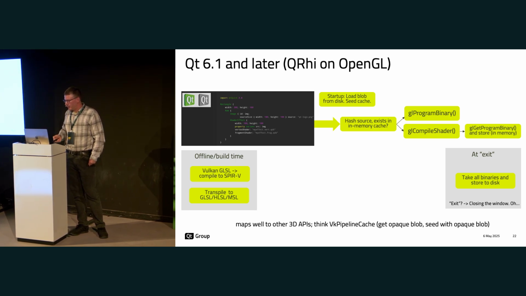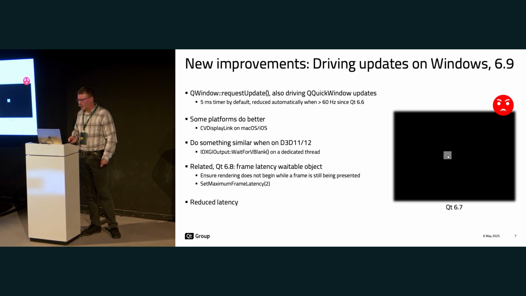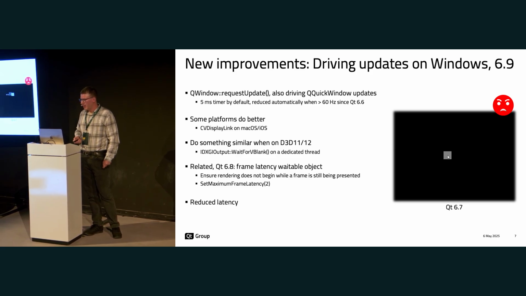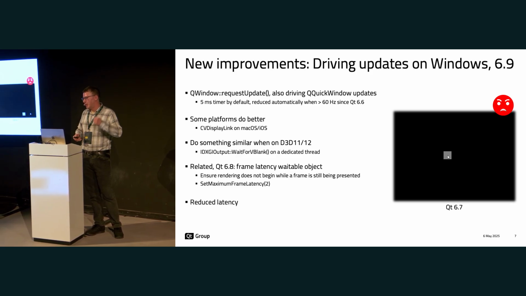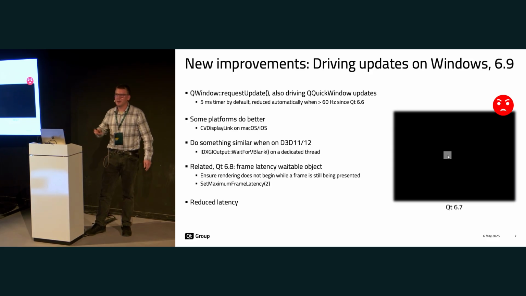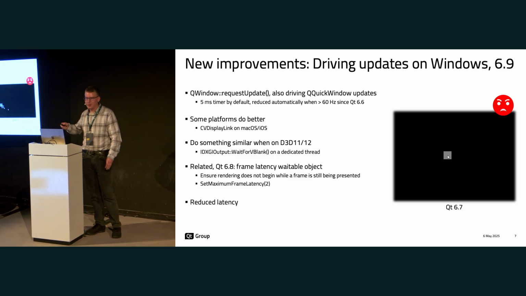And finally, just two Qt 6.9 improvements. One of them is interesting if you're on Windows, right? So that behavior, what's shown there, is not great, right? So when you have a Quick item like that rectangle and you just want it to follow the mouse cursor, there's that lag, so that latency is surprisingly high.